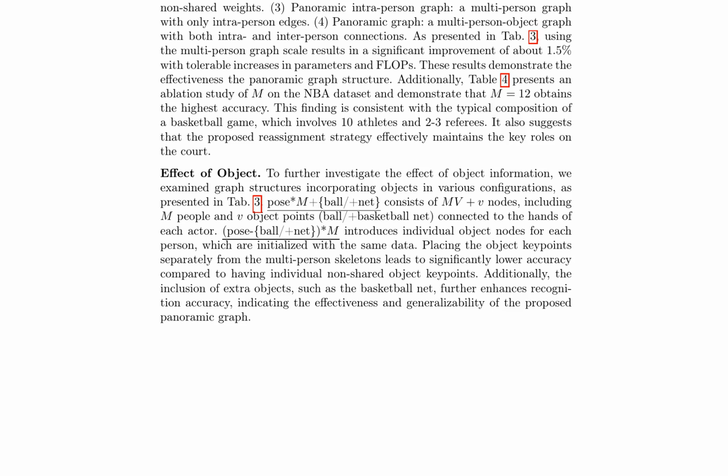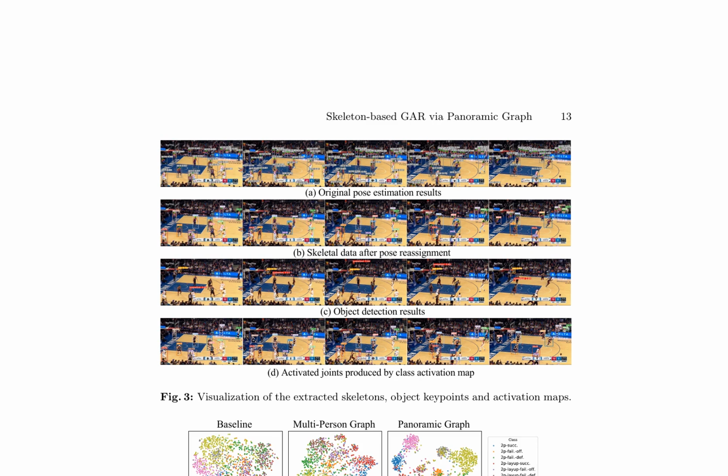The proposed pipeline for skeleton-based group activity recognition addresses limitations in traditional human skeleton representations by incorporating human and object keypoints into a multi-person object skeleton graph using a panoramic graph convolutional network. This novel approach involves human and object keypoints estimation, tracking-based pose reassignment, and collective activity recognition. Experimental results demonstrate state-of-the-art performance on 3 datasets: volleyball, NBA, and Kinetics.